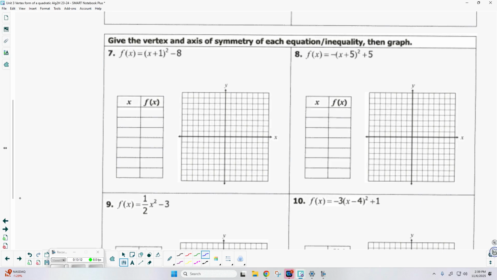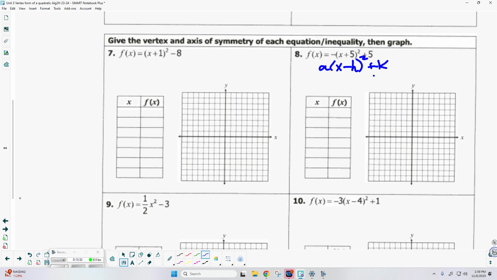Okay, so this wants me to find the vertex and the axis of symmetry and then graph it. Now, we don't have to do any work here. With vertex form, there's no opposite of b over 2a. Remember, you've got your a times x minus h squared plus k.